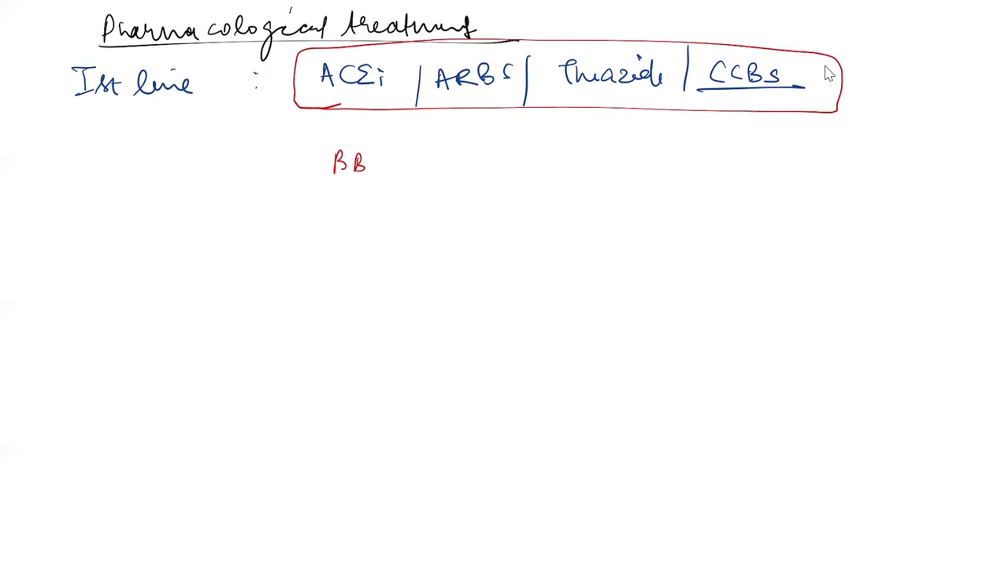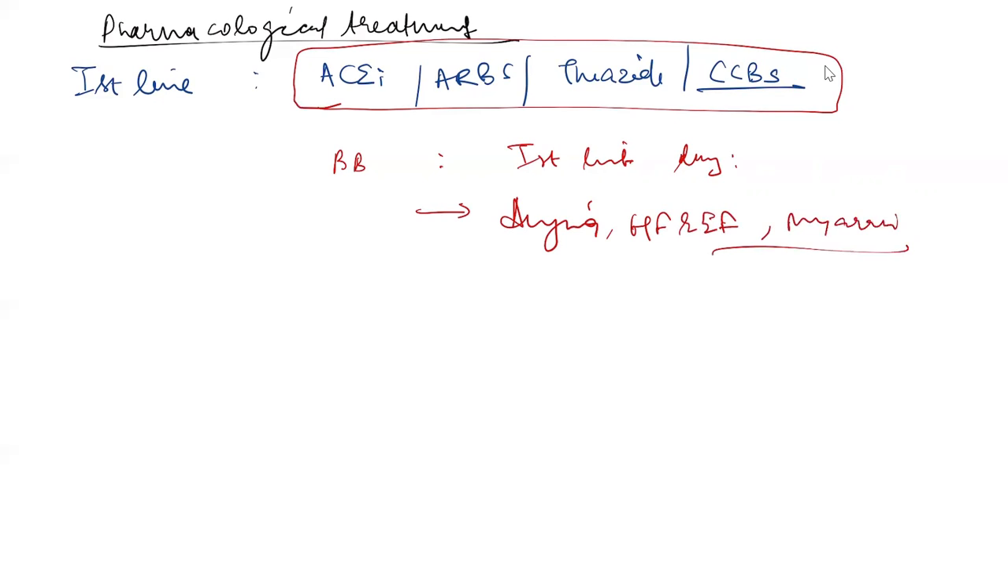The important thing to remember is beta blocker is not a first line drug. But if a patient is having angina or heart failure with reduced ejection fraction or migraine, then beta blocker can be used as a first line drug.